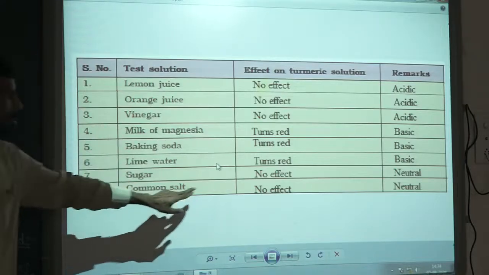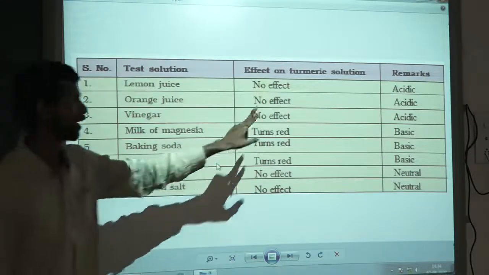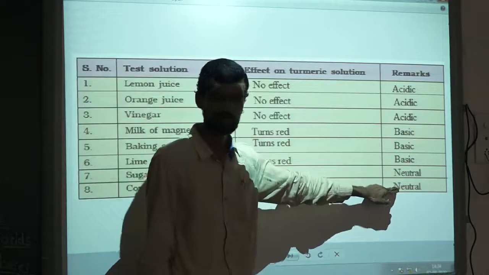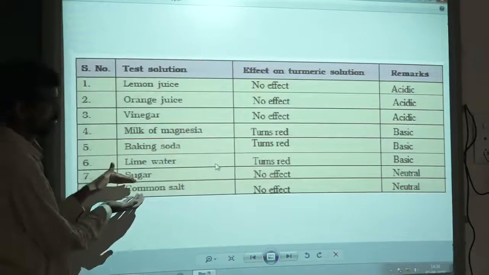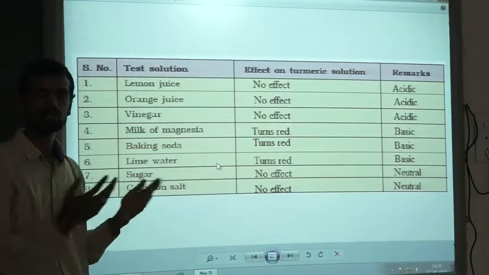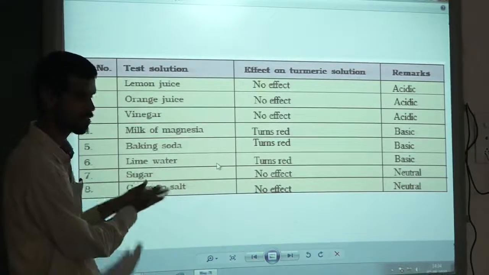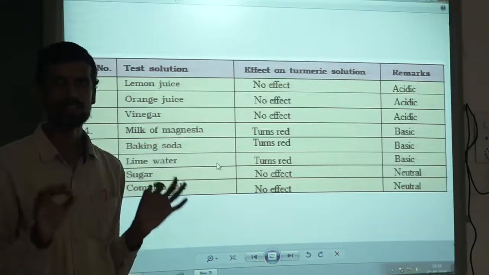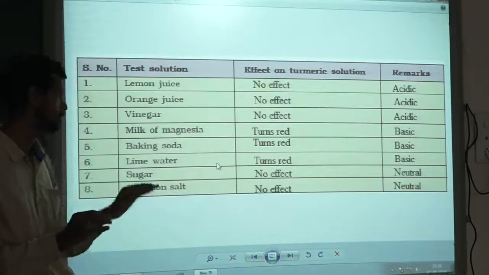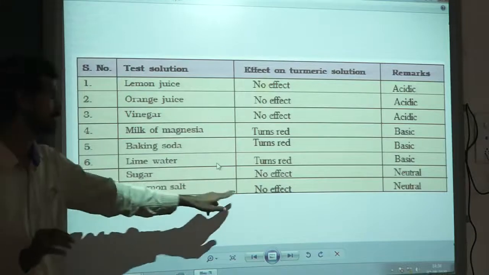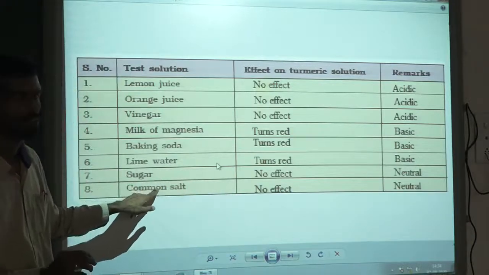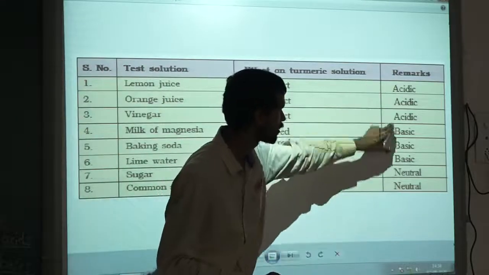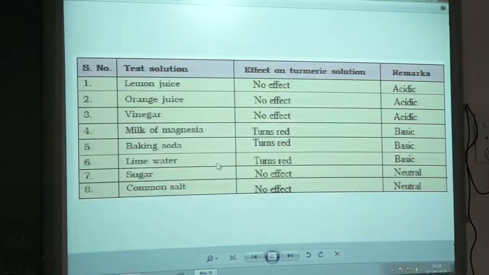Sugar and common salt, there will be no effect, but these are not acidic. Sugar, common salt, they are neutral. Okay, so a neutral substance you can find out with the help of various indicators. In a neutral substance, red litmus, blue litmus, there won't be any change. Red litmus will remain red, blue litmus will remain blue for a neutral substance. Sugar, common salt are the examples. Distilled water, so they are neutral. So 3 are acidic, 3 are basic, 2 are neutral. You can try at home.